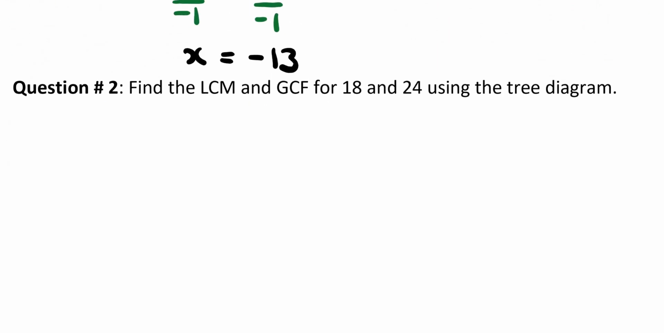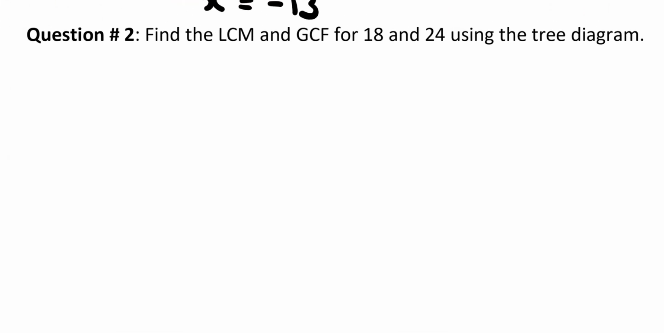Okay, so we want question number 2. For question number 2, I need to find the least common multiple and the greatest common factor for 18 and 24 using the tree diagram. Okay, so if I have 18, let's break down 18 into its prime factors using the tree diagram. So the two numbers that multiply to 18 are 9 and 2. Since 2 is a prime, we can stop, and 9 we can break down into 3 and 3.